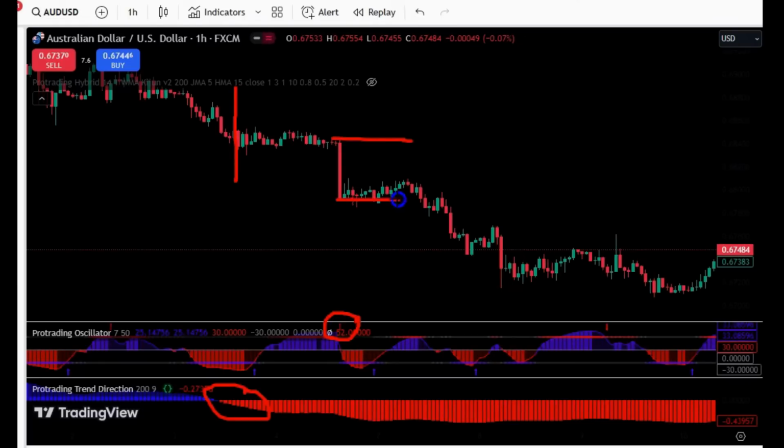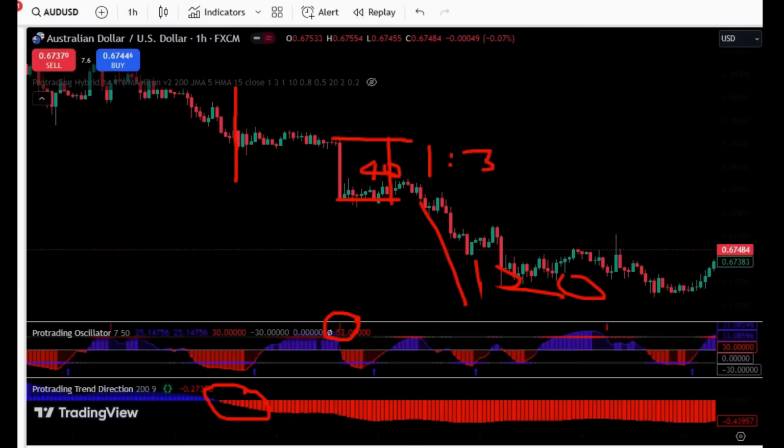So this is the point where you open your sell trade. Your take profit is 1:3. So if your stop loss here is 40 pips, we'll be targeting here 120 pips.